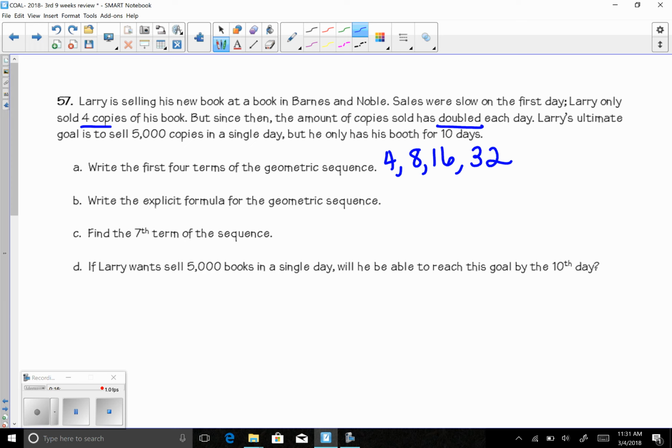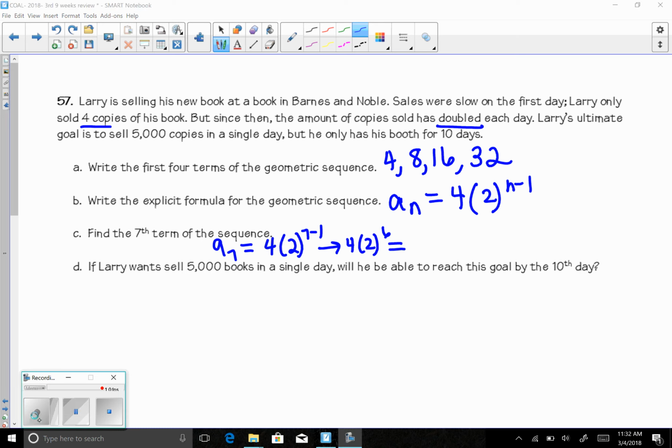Okay, so can we write the explicit formula? So a_n equals 4, the first term, times 2 to the n minus 1. Then it says find the 7th term. So a_7 is 4 times 2 to the 7 minus 1, which is 4 times 2 to the 6th power. So plug that in. Hopefully you got for your 7th term, 256 books.